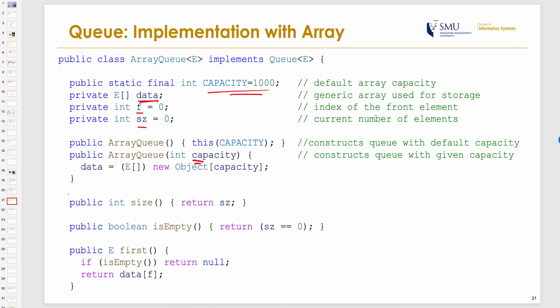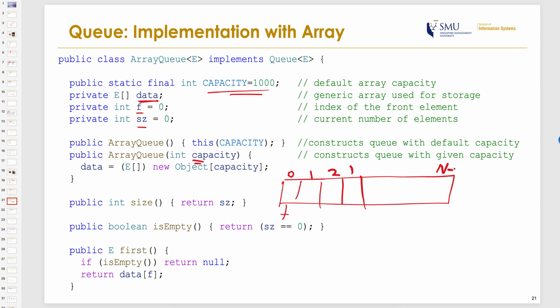Now here, we want to implement a queue using an array. If this is the data array, where should we put the first or the head of the queue? Because we call it first, a natural way to do that is to put it in the beginning, right? And if you put it in the beginning, then the array is going to go all the way to n minus 1.